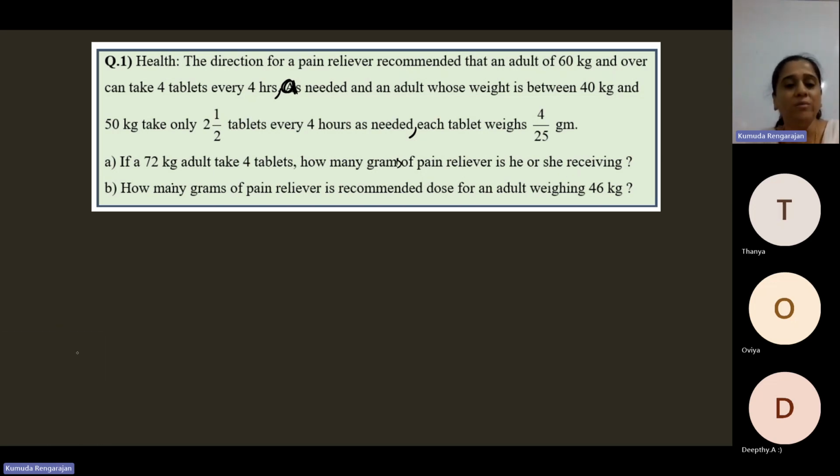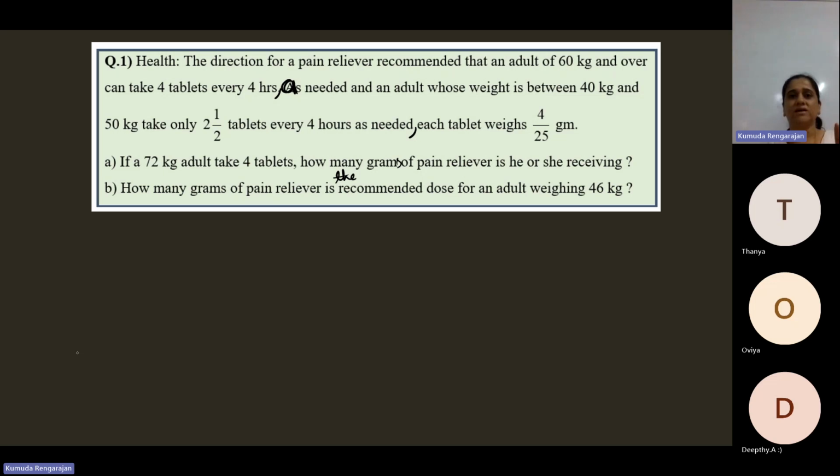And the next one is, how many grams of pain reliever is the recommended dose for an adult weighing 46 kgs? Try to answer these 2 questions. Yeah, sure. We'll just understand the information given.